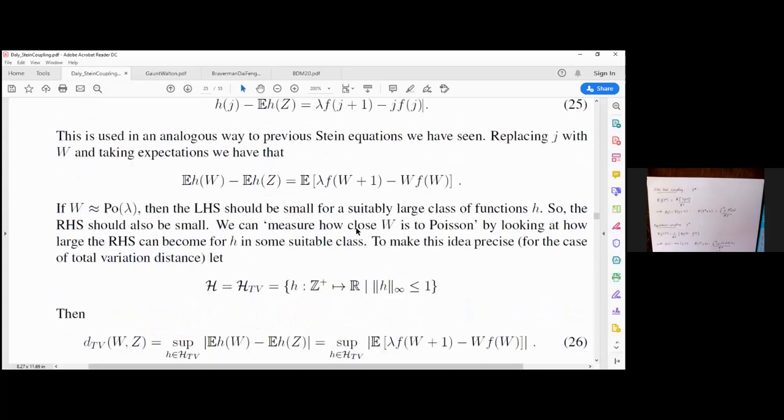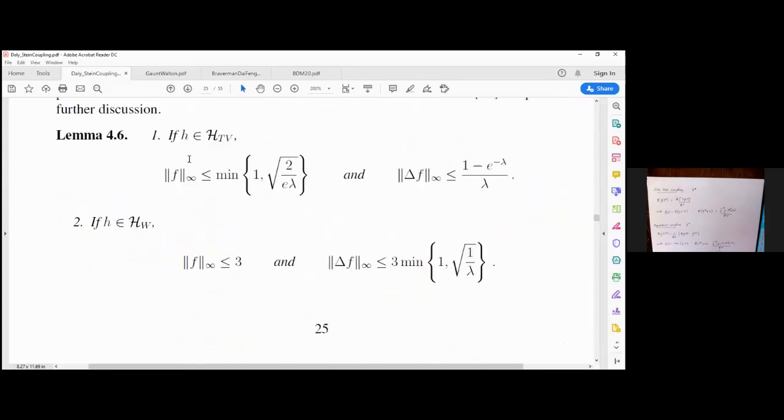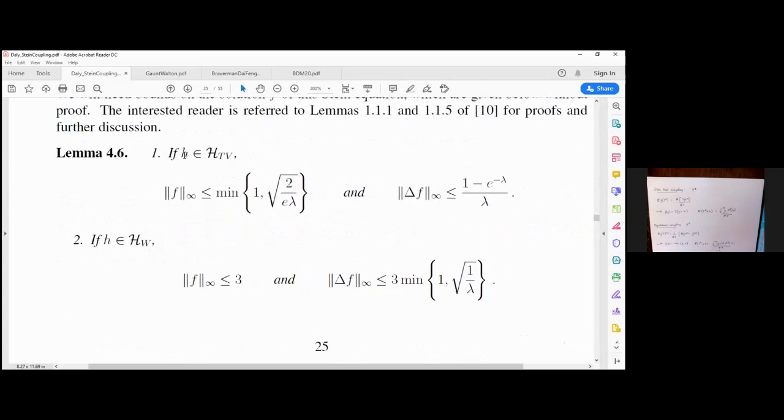So there are bounds that I can get in the case of H related to total variation distance and H related to Wasserstein distance. I get slightly different bounds, but I can plug those into expressions. So I'll need those in the same way that we'll need these kind of bounds in other cases.